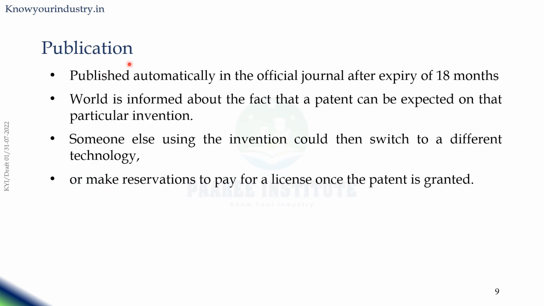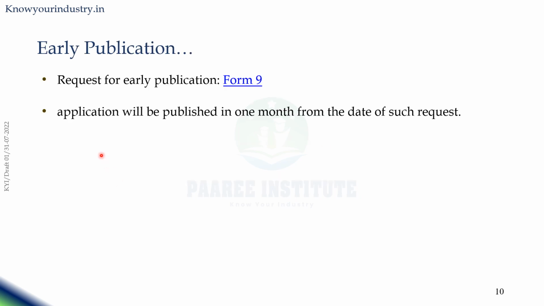Once the patent application is filed, it is published automatically in the office journal after expiry of 18 months from the filing date. Publication is nothing but the world being informed that a patent can be expected on that particular invention. Someone using the invention could then switch to a different technology or make reservations to pay for a license once the patent is granted. That is the purpose of publication.